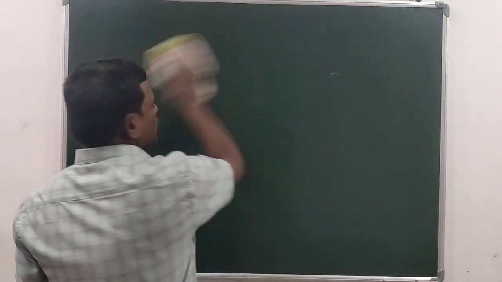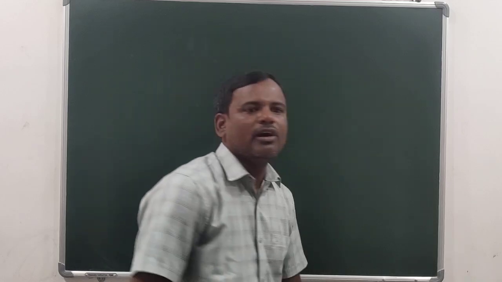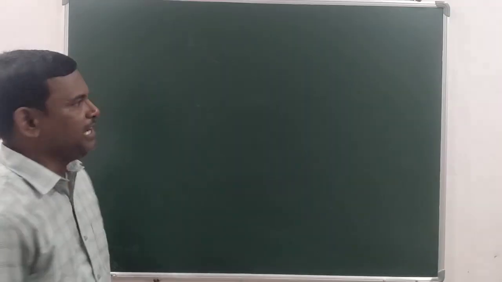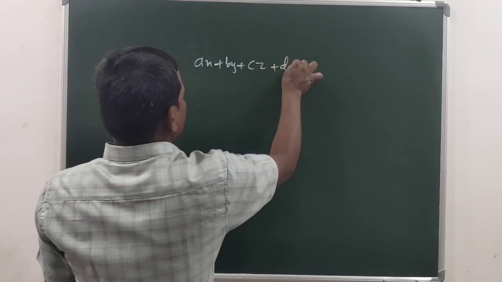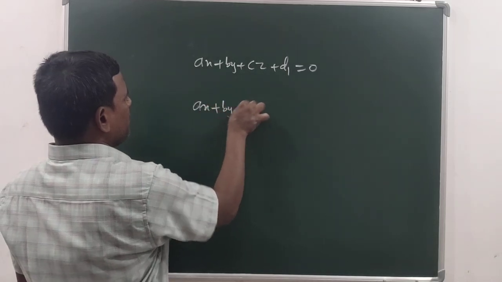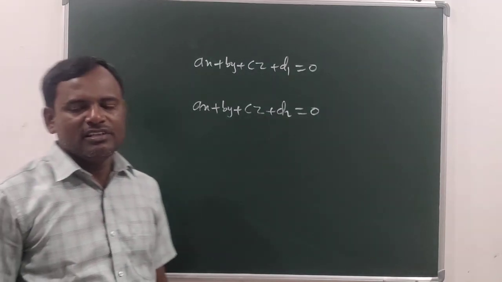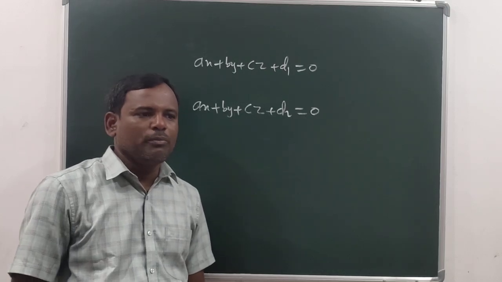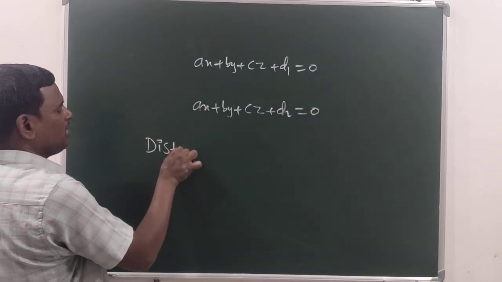See, sometimes two parallel plane equations will be given to you and they will ask you to find the distance between the parallel planes. See here, ax plus by plus cz plus d1 equal to 0 is the equation of one plane, and ax plus by plus cz plus d2 equal to 0 is the equation of the other plane. Same like the opposite walls of our room. Now measure the distance between them.